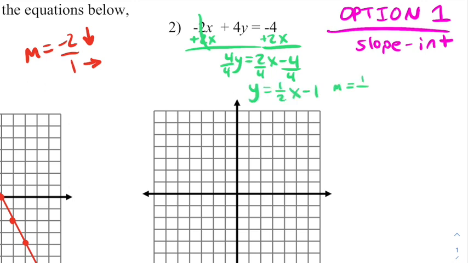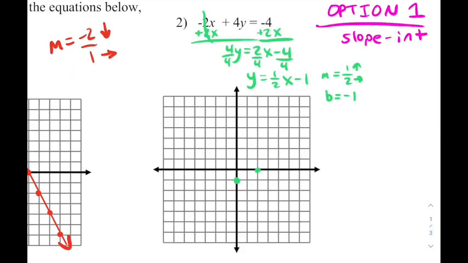So my slope is 1/2, or up 1, right 2, and my y-intercept is -1. So I'll start at -1, and I'll go up 1 and right 2, and continue to do that until I run out of room, and then I'll go backwards, down 1 and left 2. Once I have all those points on the graph, I'll connect the dots, and I have my line.